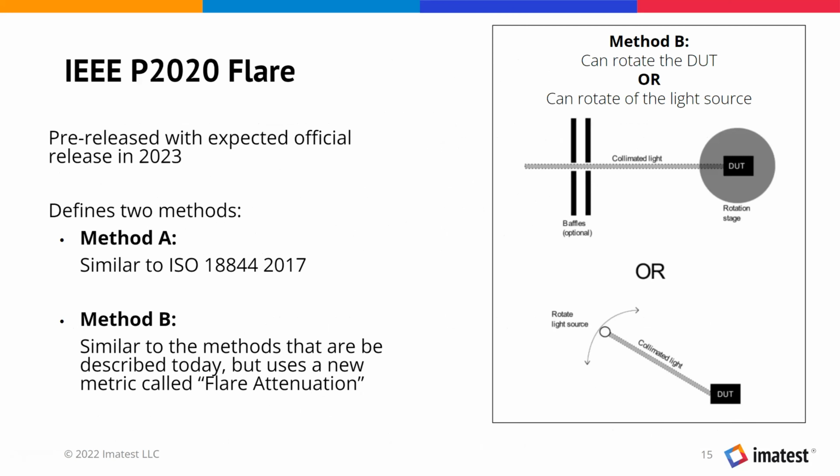A little bit more detail on P2020. Again, it was pre-released and we're expecting a release in 2023. It defines two methods for measuring stray light. Method A is very similar to ISO 18844 with the backside illuminated chart. But method B is similar to what we're describing here today. It uses a new metric called flare attenuation. And it says that you can either rotate the device or you can rotate the light source around the device under test.